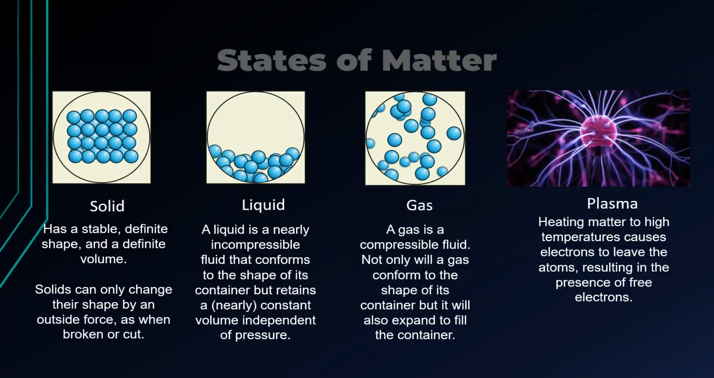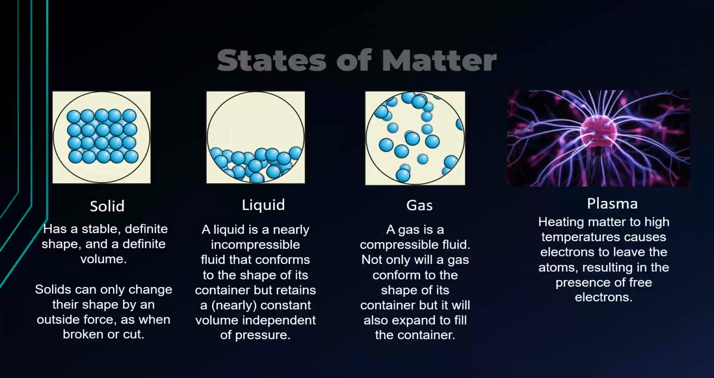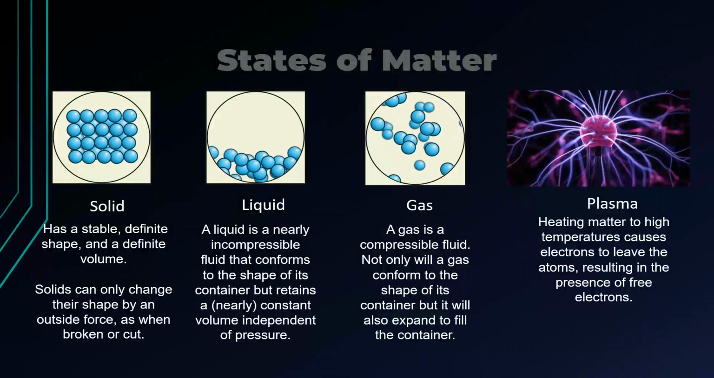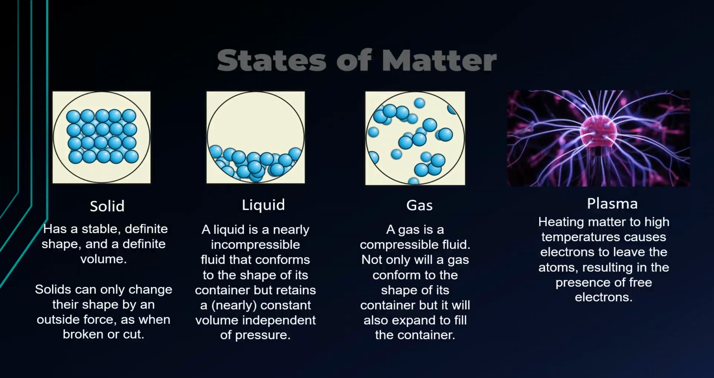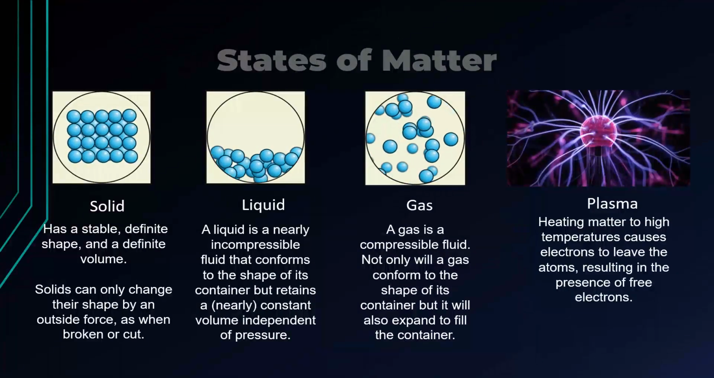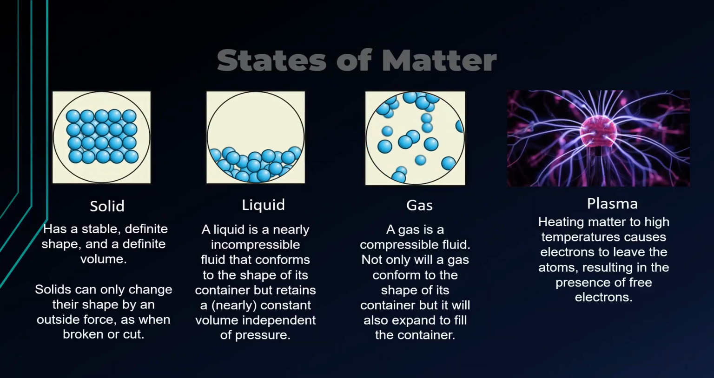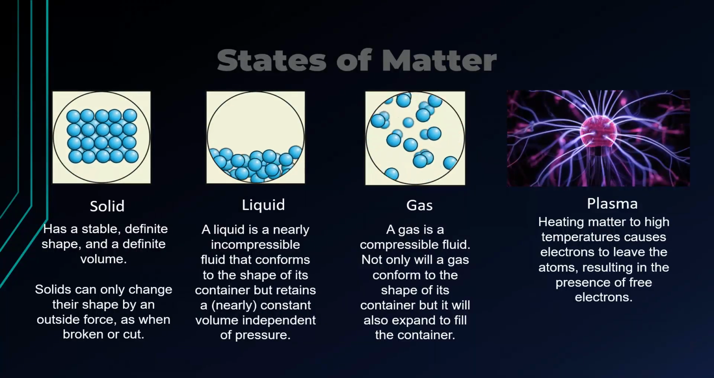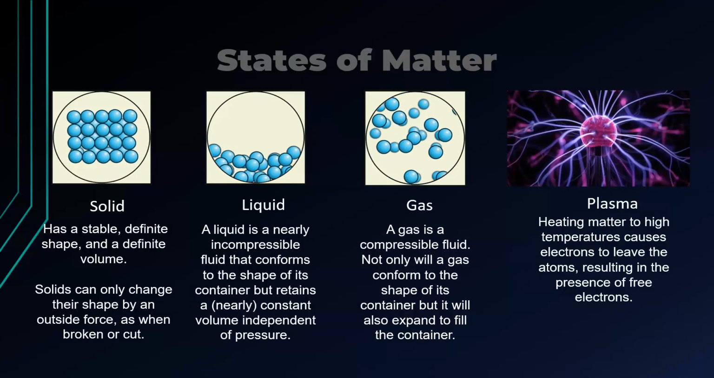A liquid is different because it is nearly incompressible. It is a fluid that conforms to the shape of its container, but retains almost a constant volume independent of pressure. This means that it's non-compressible. And then a gas is a compressible fluid. So notice that fluid and liquid are not interchangeable terms. Liquid is incompressible. Gases are still fluids, but they are compressible.